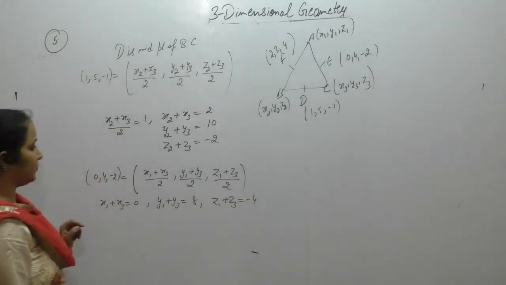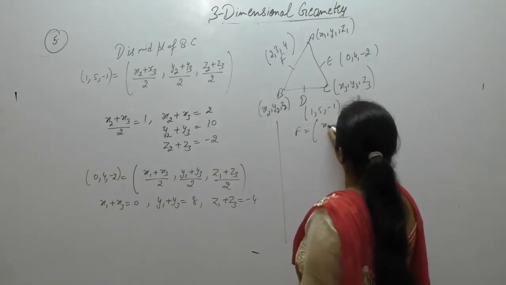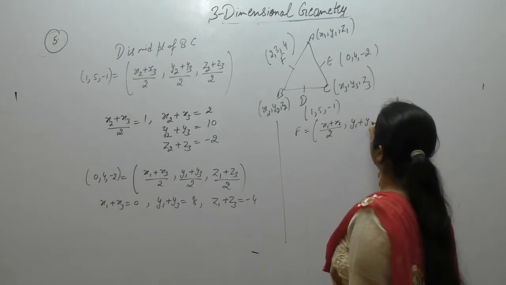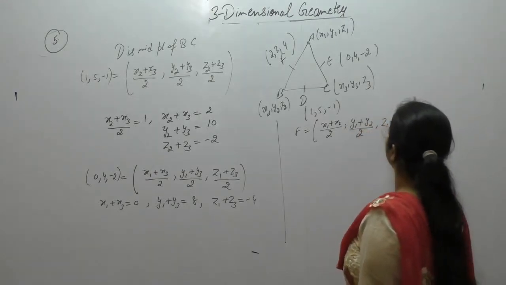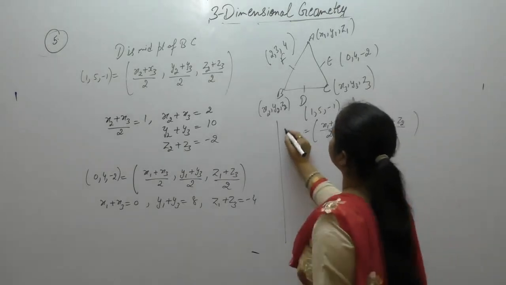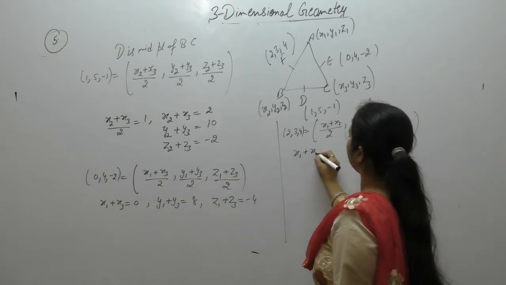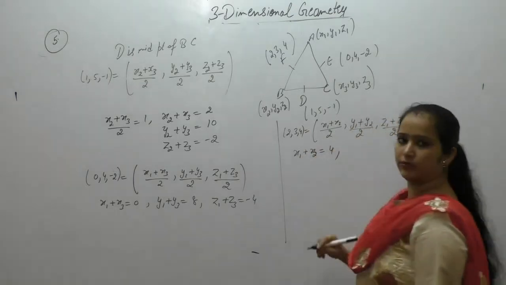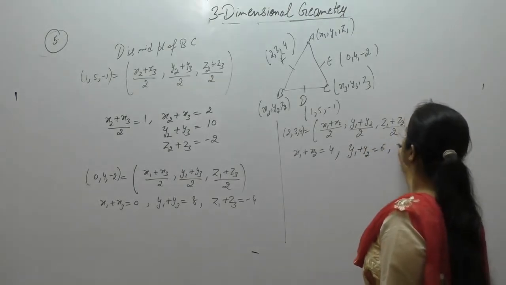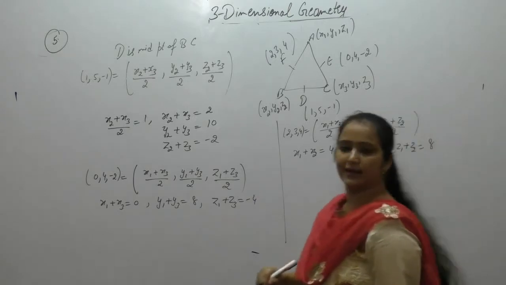is minus 4. Now coordinates of F are x1 plus x2 by 2, y1 plus y2 by 2 and z1 plus z2 by 2. F के coordinates हमारे पास क्या है? 2, 3 and 4. So what we get? x1 plus x2, 2 into 2, 4. y1 plus y2, 2 into 3, 6. z1 plus z2, 2 into 4, 8.